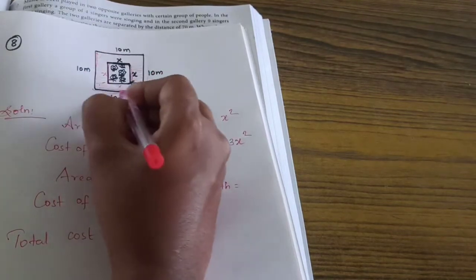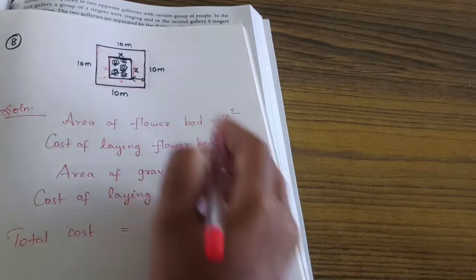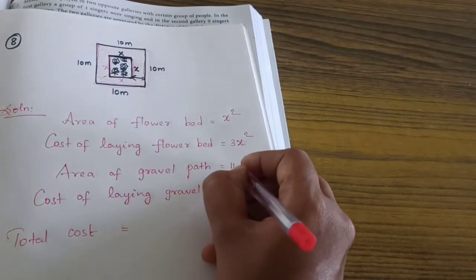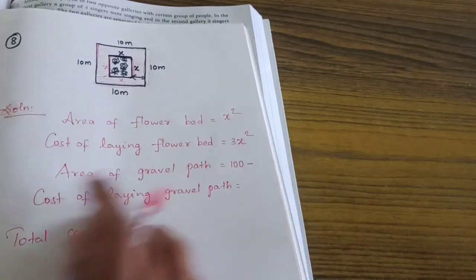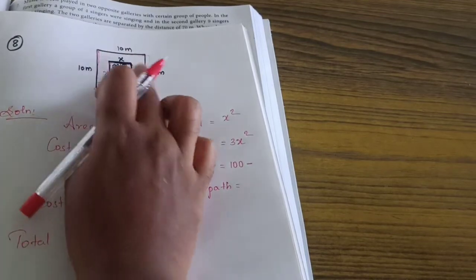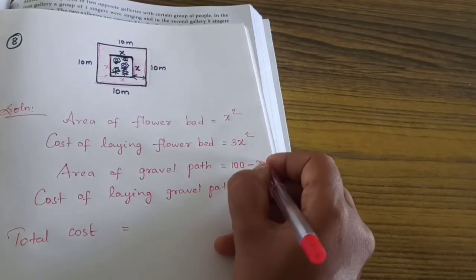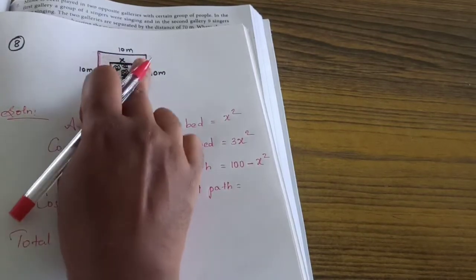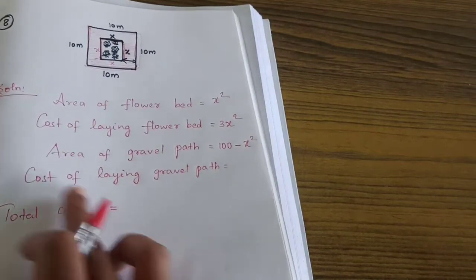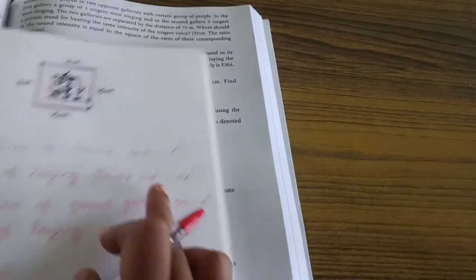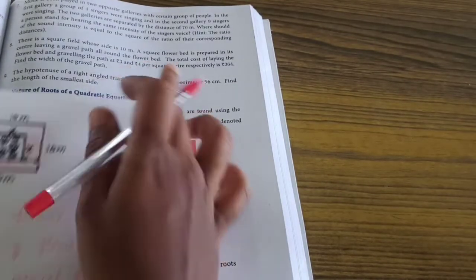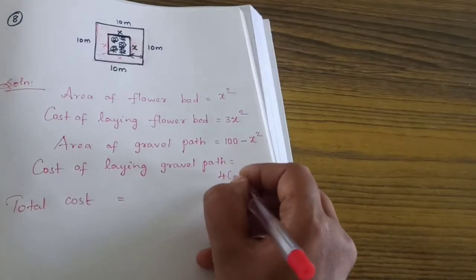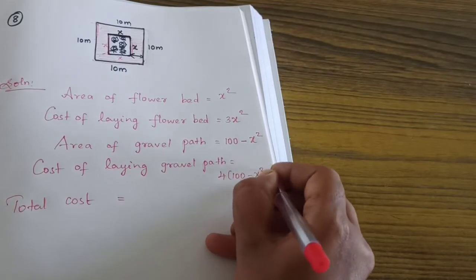So what is the biggest square area? 10 square. That means 100 minus, here, what is the smaller flower bed area? X square. If we subtract these two, we can get the area of the gravel path. Cost of laying gravel path per square meter is 4 rupees. So here 4 into (100 minus x square).